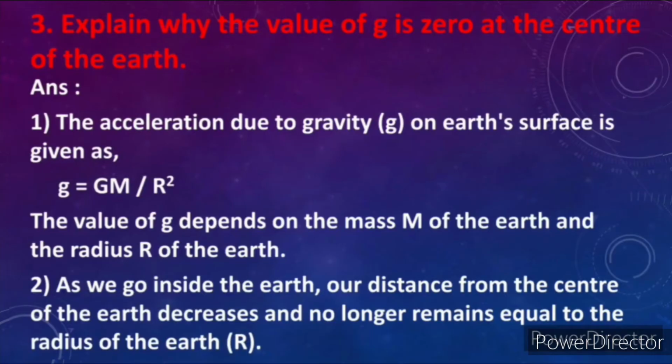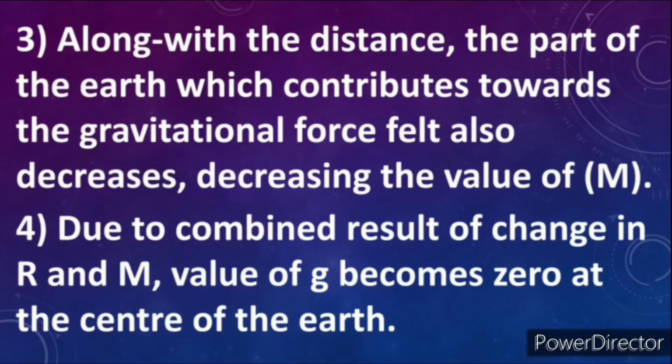2. As we go inside the earth, our distance from the center of the earth decreases and no longer remains equal to the radius of the earth, that is R. 3. Along with the distance, the part of the earth which contributes towards the gravitational force felt also decreases, decreasing the value of M. 4. Due to combined result of change in radius and mass, value of g becomes 0 at the center of the earth.